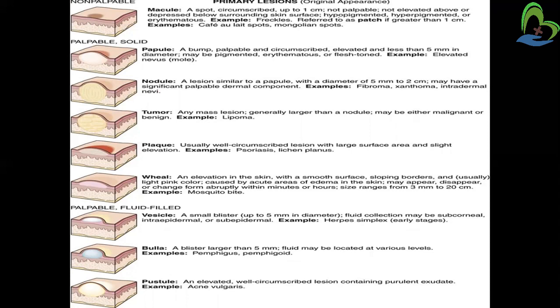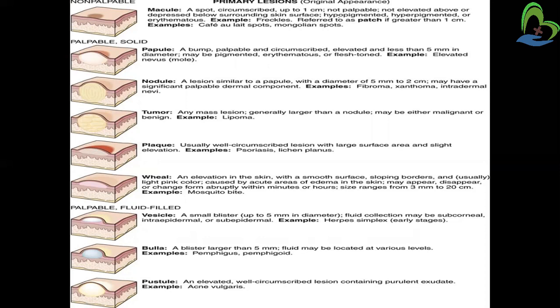Okay. So the next one is palpable and solid lesions. You can see here, this one is the papule, and an example is elevated nevus, which is also called a mole. We all have moles on our body, which usually do not disappear.